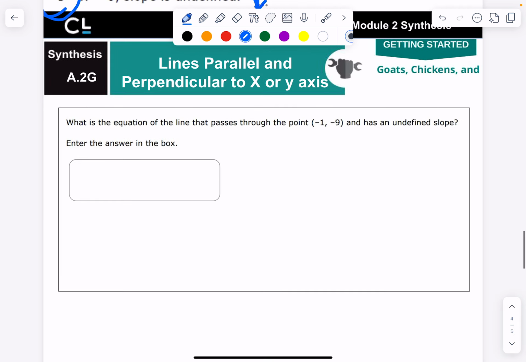So for the next one, it says, what is the equation of the line that passes the point -1, -9, and has an undefined slope? Here, you can try the two options. You have x and you have y. So we have x equals -1 and y equals -9, okay?